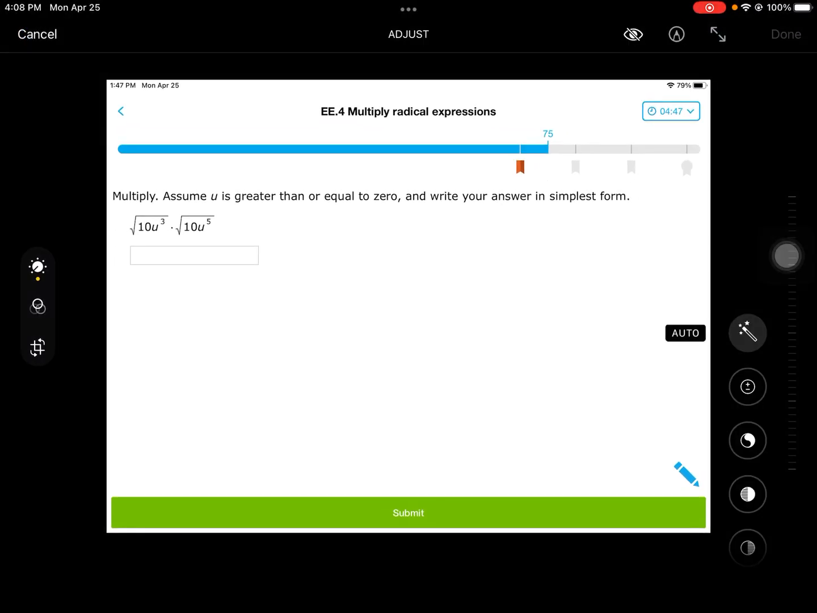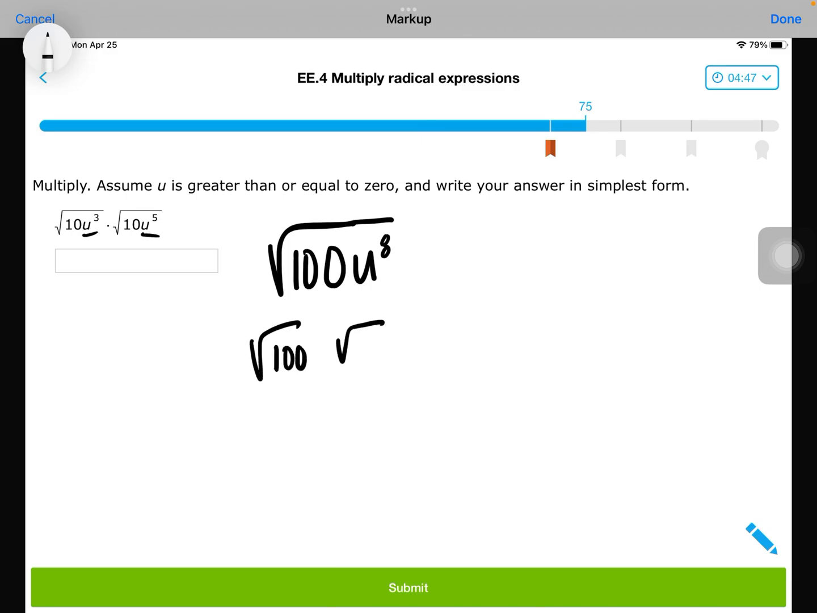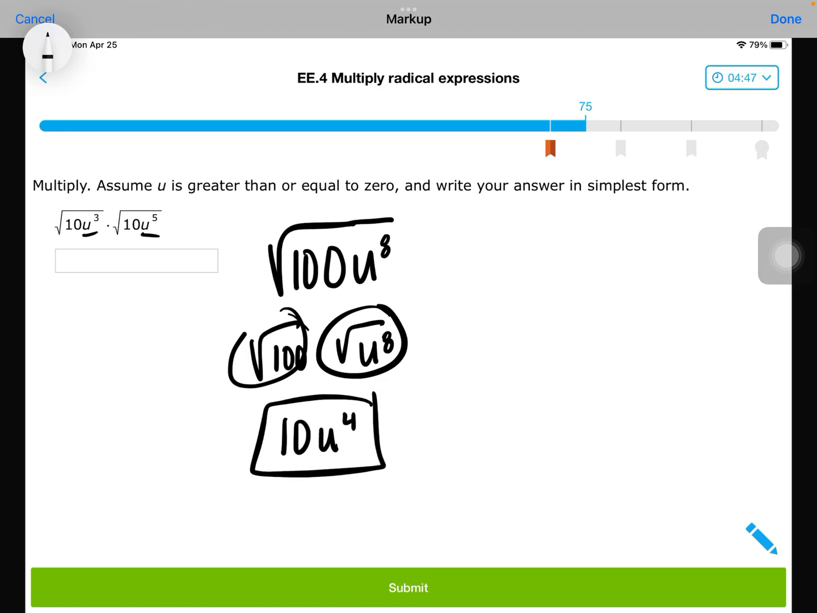The next example: you have the square root of 10 u to the third times the square root of 10 u to the fifth. If you combine those together, that's the square root of 100 times u to the eighth, because when you multiply those exponents, you add. Think of it as the square root of 100 times the square root of u to the eighth. These both can be evaluated. So this is 10. The square root of u to the 8th is u to the 4th, and you're finished.